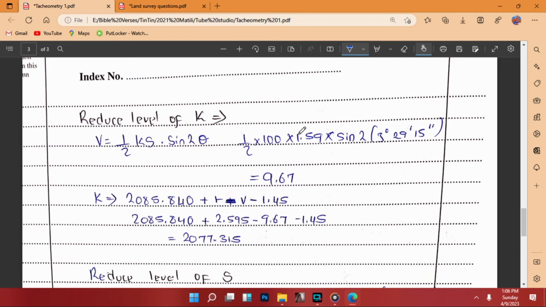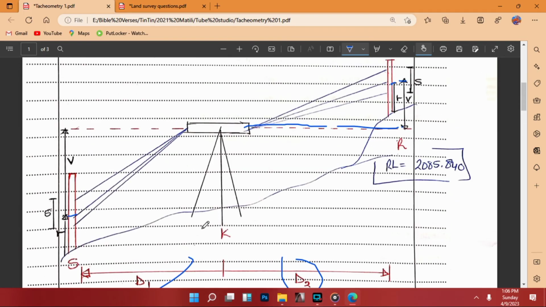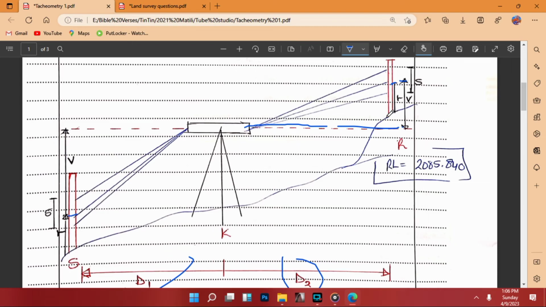We go back to our diagram, and if we want to find the reduced level of K, and we already have been given the reduced level of R, we come and look at it. So in order for us to get the reduced level of K, we add the reduced level of R plus the distance to the midpoint, that is R here, or H in other books.